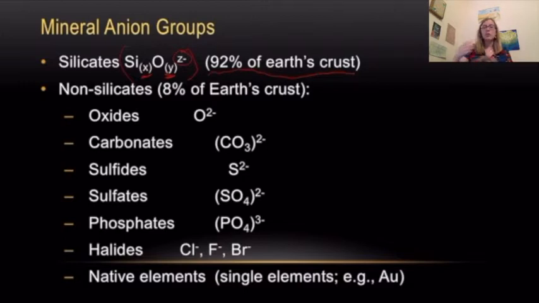So an example would be gold. Gold is one element. The mineral is made of one element, gold. Or silver is made of silver. Or copper is made of copper, right? Sulfur is made of sulfur.